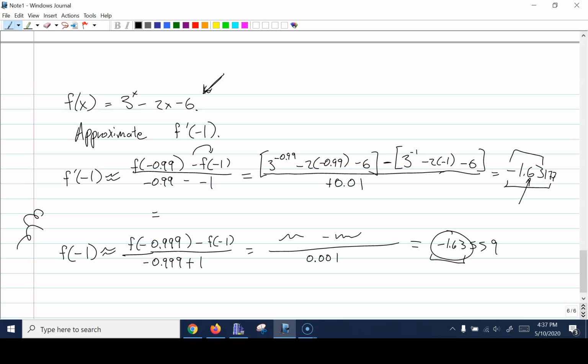I've had 2 digits that stayed the same for a while. I guess I'm pretty sure it's negative 1.6 something. The 3 might still change, but probably it's not going to change all the way to the 6.